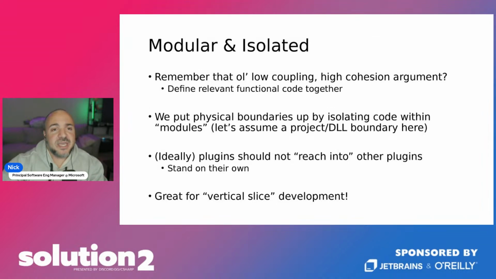Okay, when it comes to being modular and isolated, remember how you keep hearing about low coupling and high cohesion? You want to define relevant areas of code, functional areas of code, together. That way you don't have features spread out everywhere. So when we're thinking about building plugins, we're grouping relevant features and functionality into one spot, into one plugin. I like to say we put physical boundaries up by isolating code within modules.